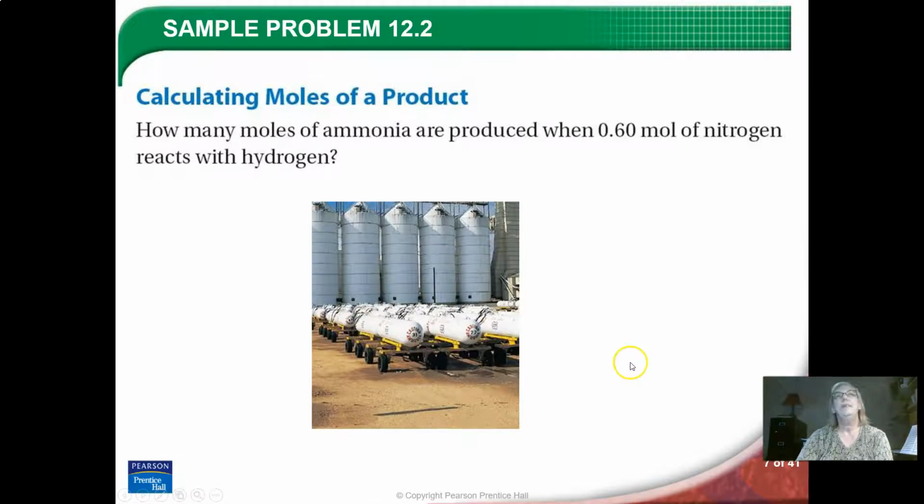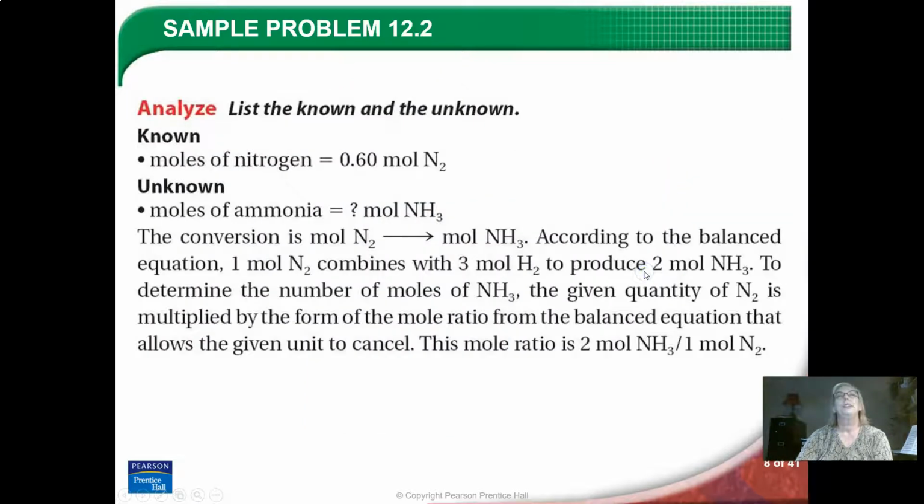So here's an example. How many moles of ammonia are produced when this many moles of nitrogen reacts with hydrogen? So we're given this, we don't know this, and we're trying to go from nitrogen to ammonia.